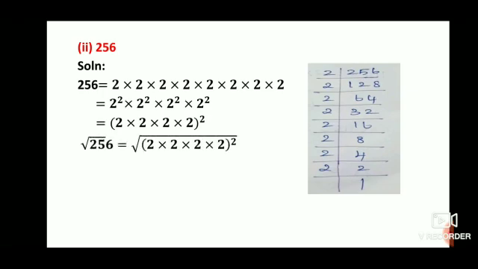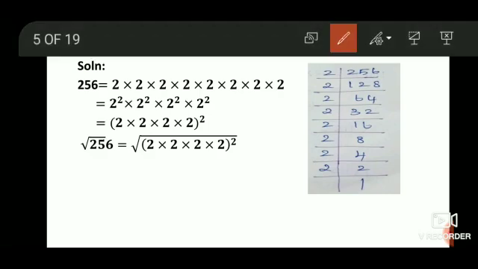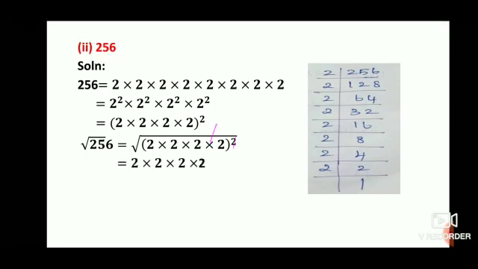Next we should take root on both the sides. The root of 256 is equal to root of 2 into 2 into 2 into 2, the whole squared. So cancel it, root and the whole squared. See the next step. So remaining 2 into 2 into 2 into 2. So the final answer is 16. The root of 256 is equal to 16.